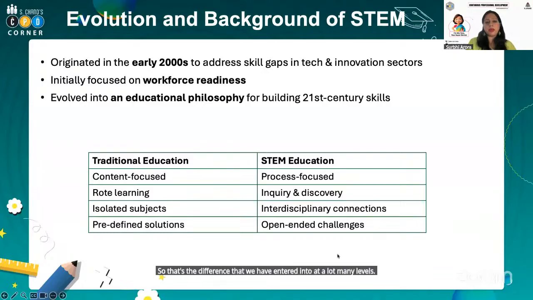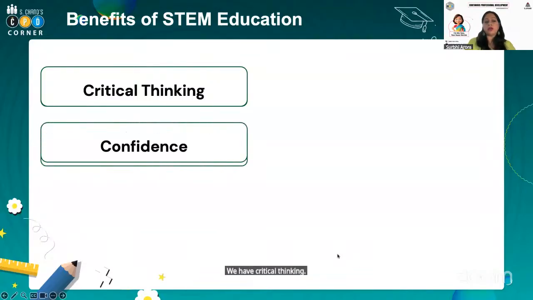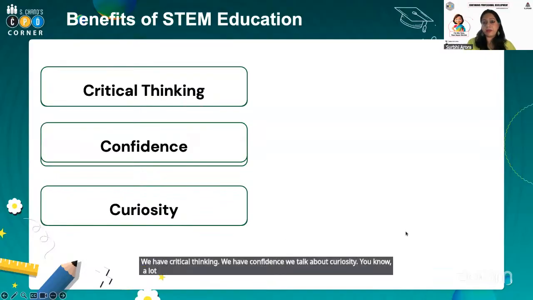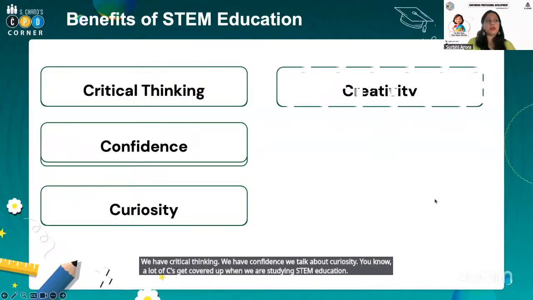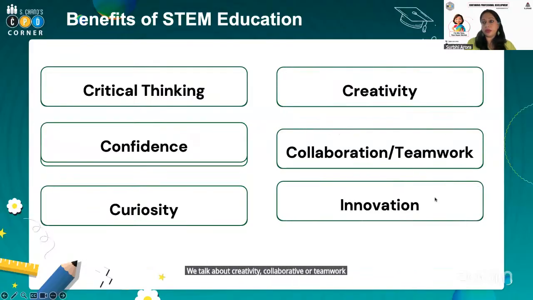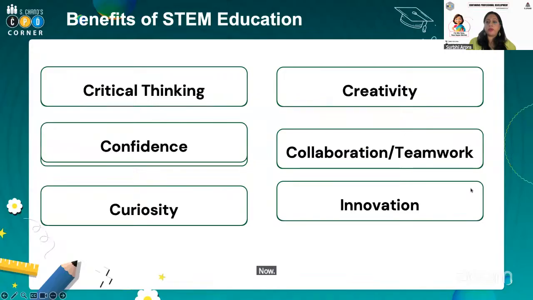Now, talking about the benefits of STEM education, we'll quickly do it. We have critical thinking, we have confidence, we talk about curiosity. A lot of C's get covered when we are studying STEM education. We talk about creativity, collaboration or teamwork, and then we talk about innovation. So we are generally covering all the 5 C's, and we are also digging deep into innovation when we talk about STEM education. Now, we have finished half of our session.